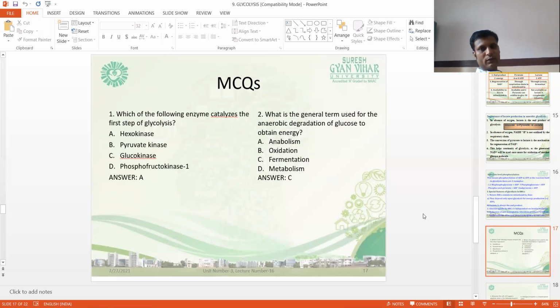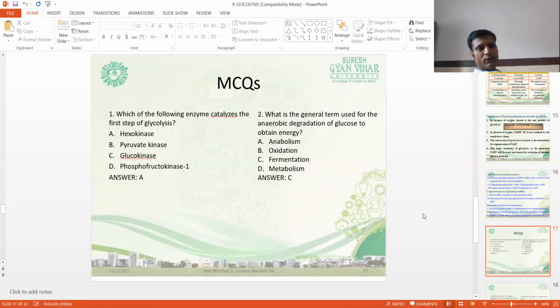The end product is your lactate. So there is a total production of 6 to 8 ATP in your aerobic and 2 ATP is produced in your anaerobic glycolysis. And the glycolysis occurs in the cytoplasm of the cell.